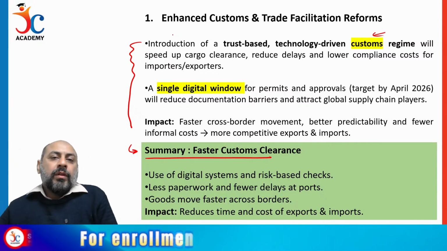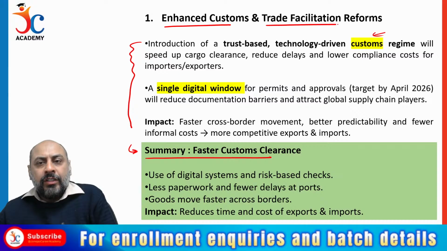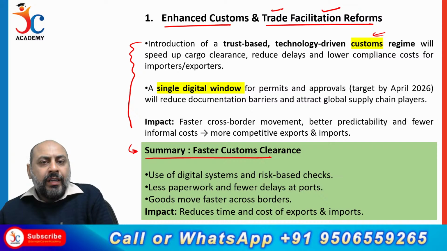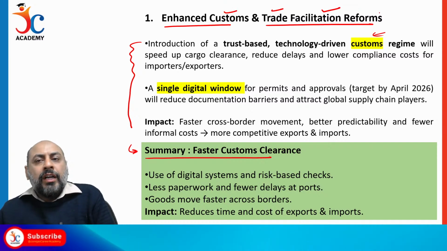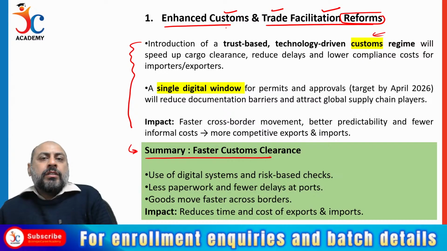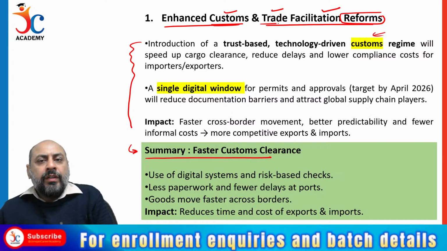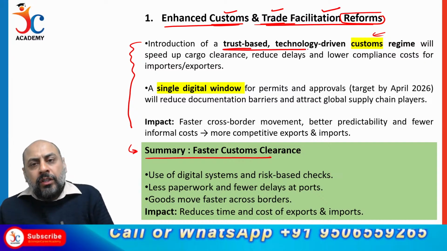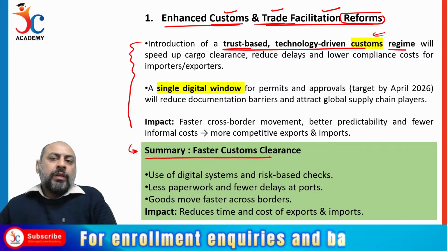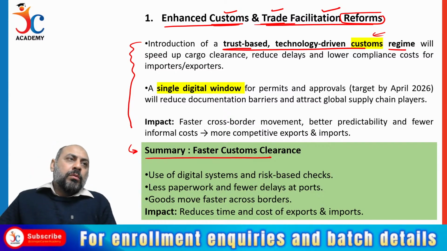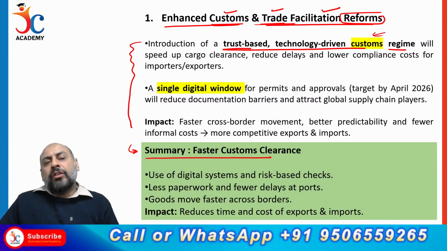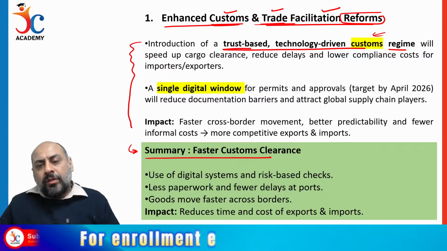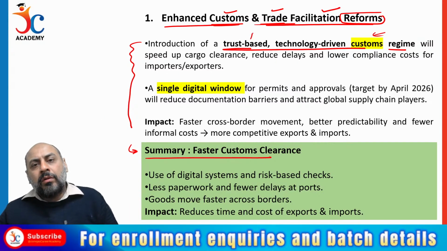from unit number 9. So, enhanced customs and trade facilitation reform. It is basically saying that we are trying to facilitate trade and customs. So we are trying to reform the ways in which we take care of customs, and we are facilitating trade. We are introducing a trust-based, technology-driven customs regime. Maybe in the future they will have a list of all the exporters and importers who have a good reputation, and they will give them certain advantages, and it will now be more technology driven.